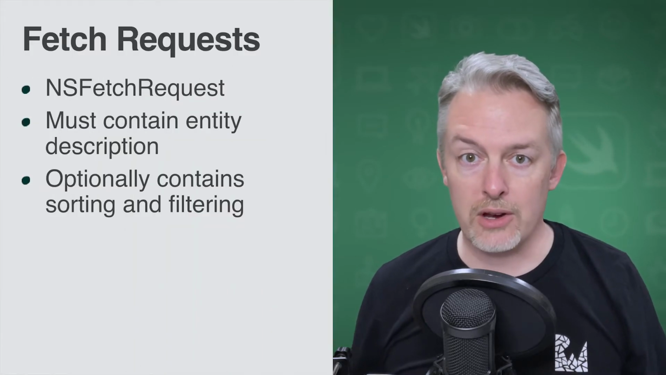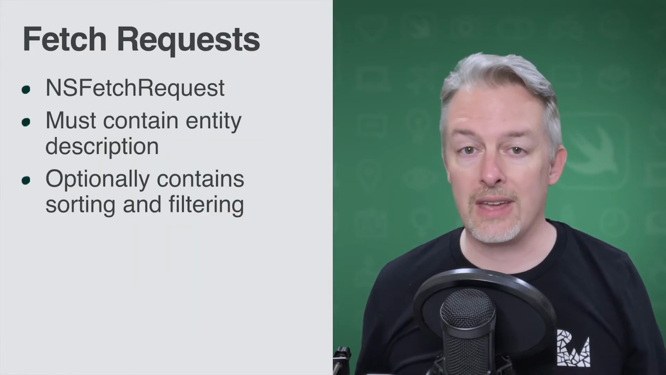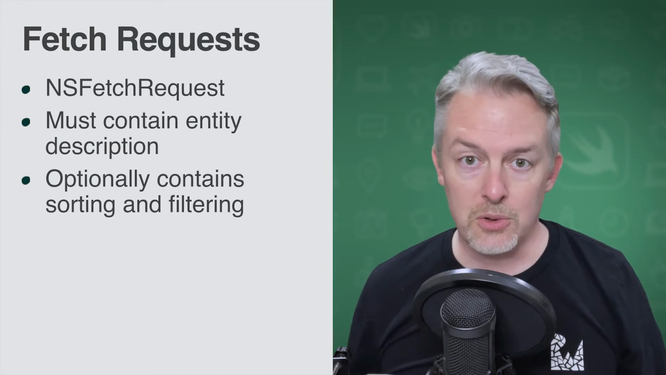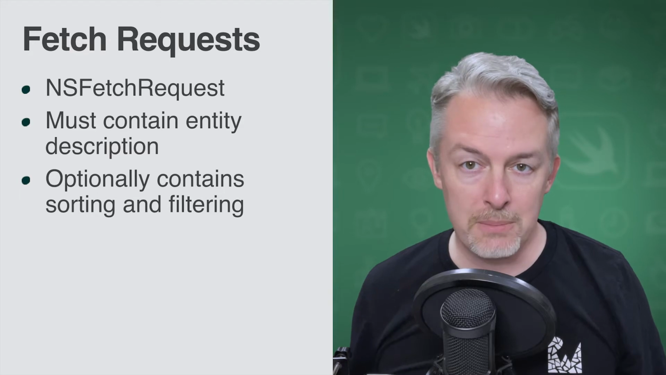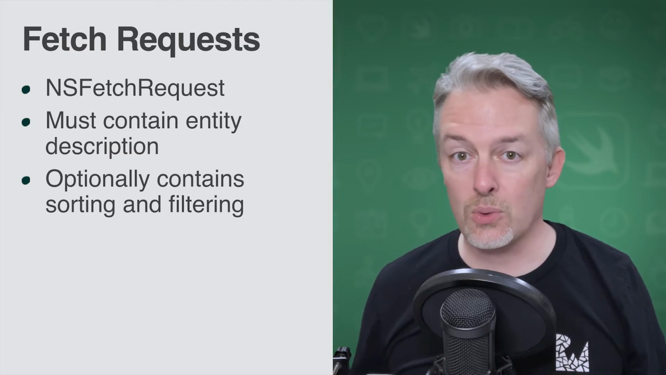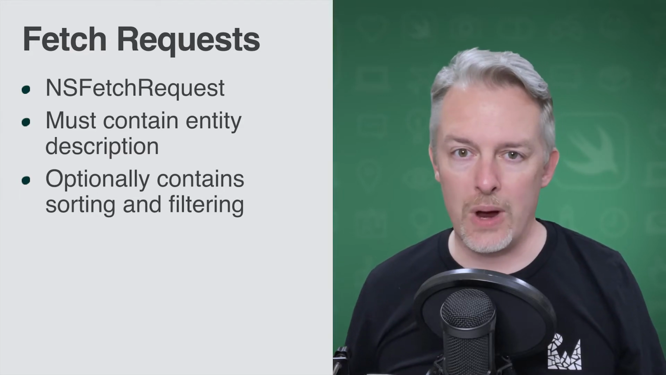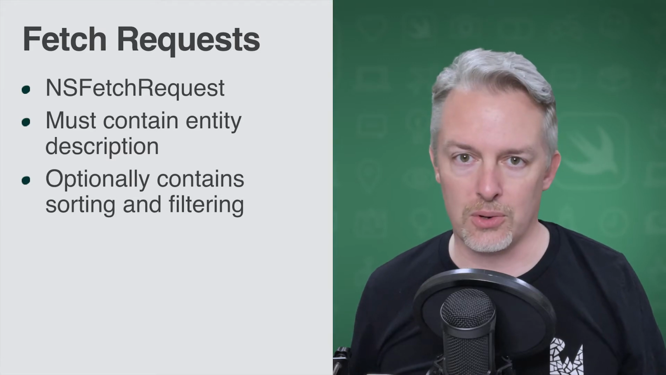Now that you know how to save a launch, the next step is to get those launches out of the persistent store and display them in a list so that you can see when they take place. Core Data retrieves records from the data store by means of a fetch request. Fetch requests, represented by the class NSFetchRequest, must contain an entity description or name and optionally a way to sort and filter the results that you get back.